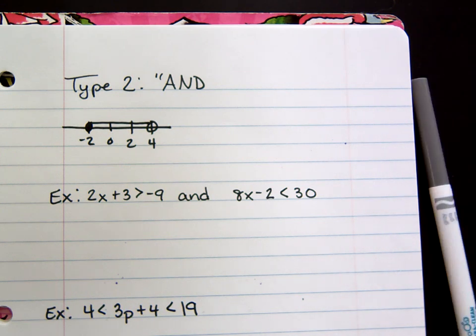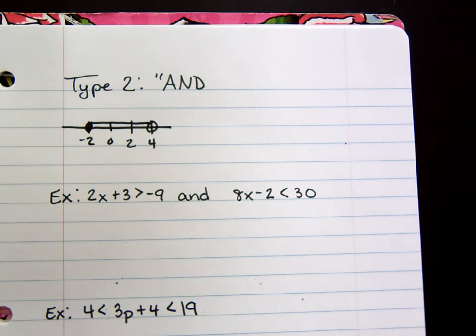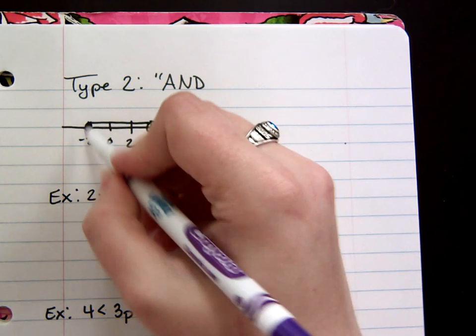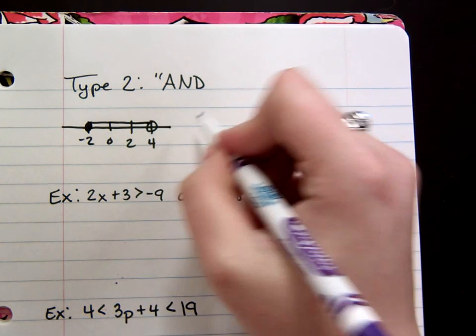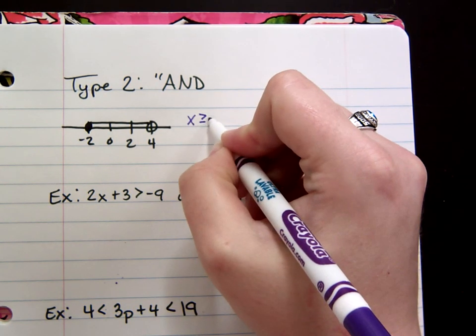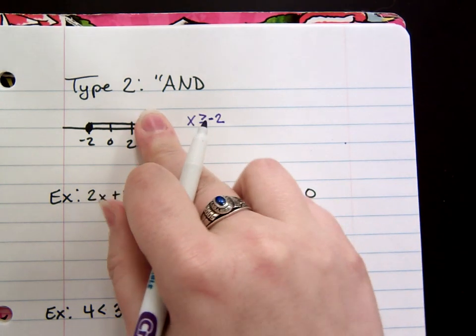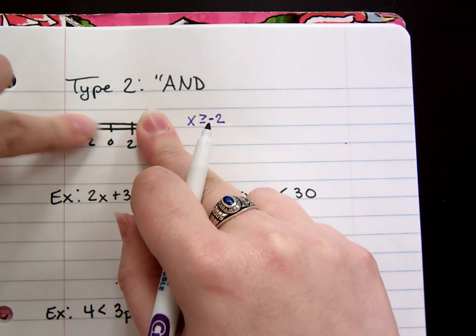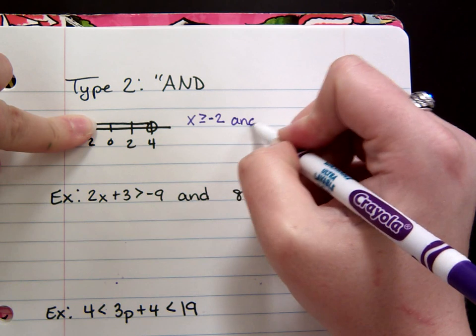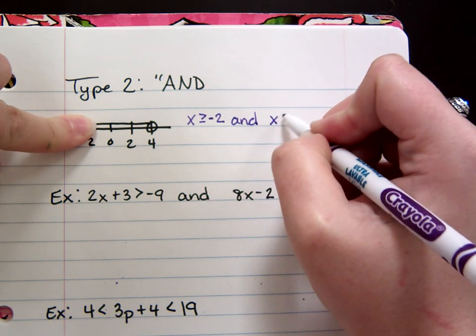So this is, as an inequality, this is saying that our x values are greater than or equal to -2, because it's -2 or bigger, and x is less than 4.